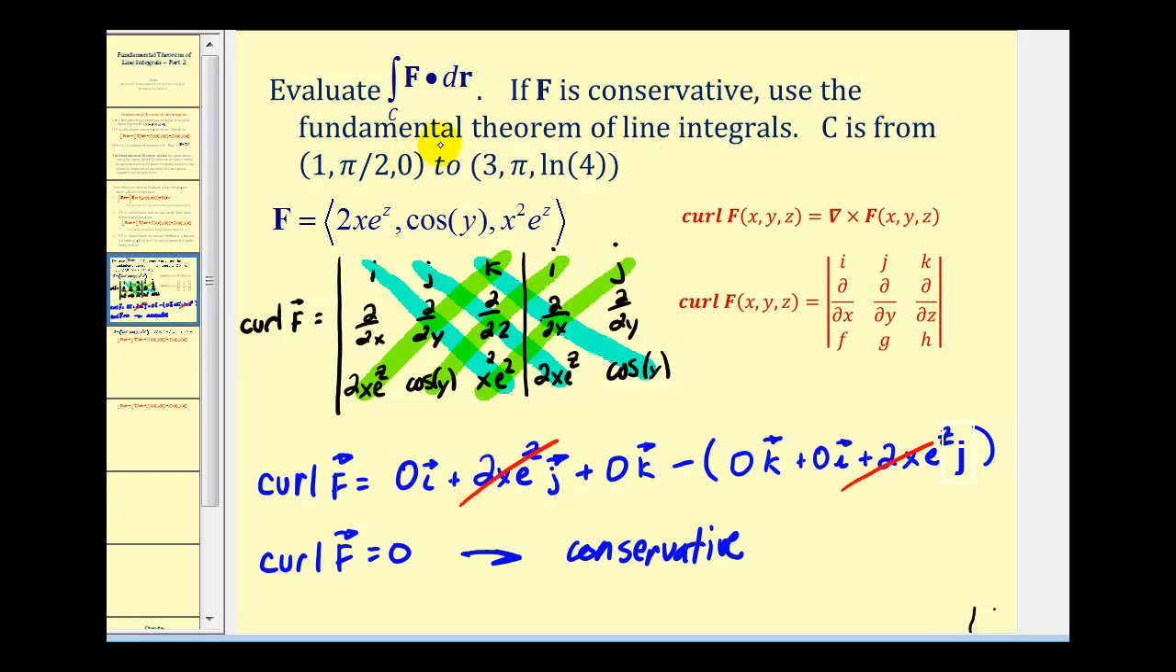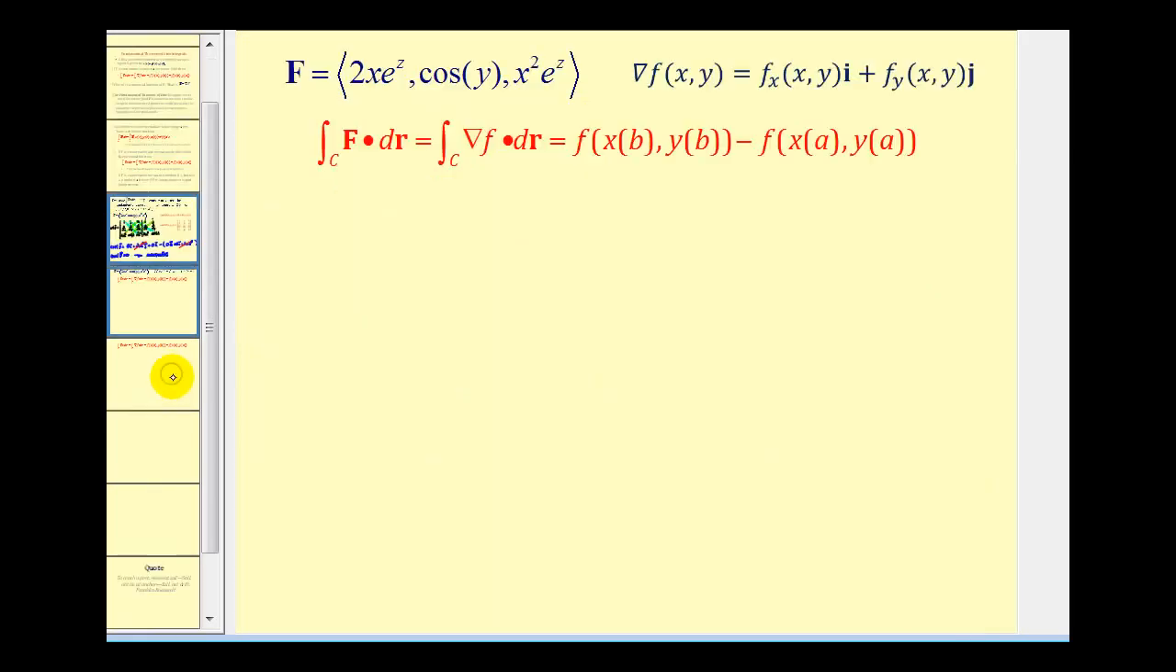So now we can use the fundamental theorem of line integrals to evaluate this as long as we can determine the potential function. So let's go ahead and do that on the next page. Remember, if the vector field F is conservative, it's equal to the gradient of little f, which tells us that the components of vector field F are equal to the partial derivative of f with respect to x, with respect to y, and with respect to z. And so if we can determine the original function f of x, y, z, we can use that to determine the value of this line integral.